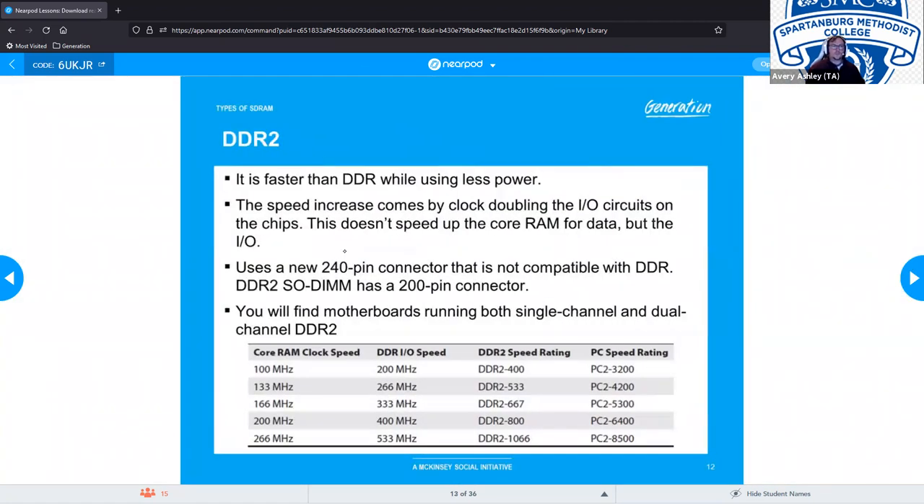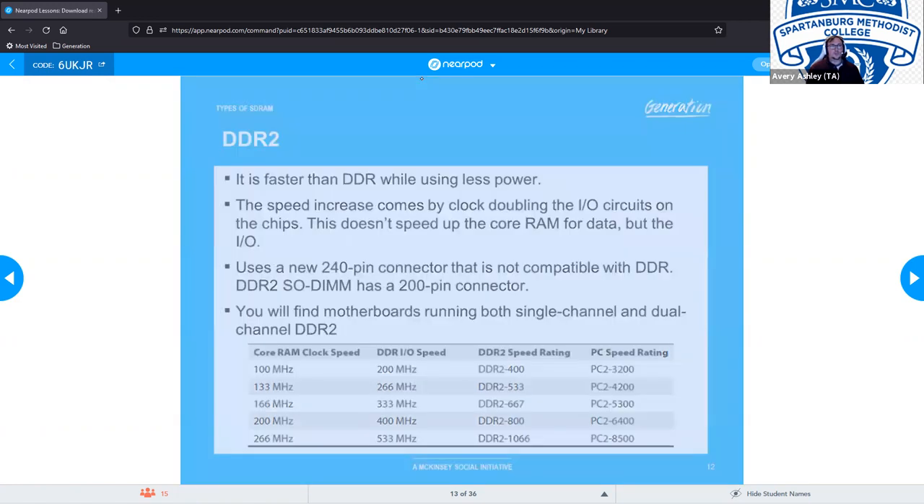So now DDR2. A little bit more math. This is faster than DDR while using less power. Anytime we go up a generation, it's always going to double in efficiency and it is always going to use less power. The speed increase comes by the clock doubling the input output circuits, the I/O circuits on the chips. It doesn't speed up the core RAM for data, but it does for the I/O circuits. DDR2 is going to use a 240-pin connector and is not compatible with DDR.